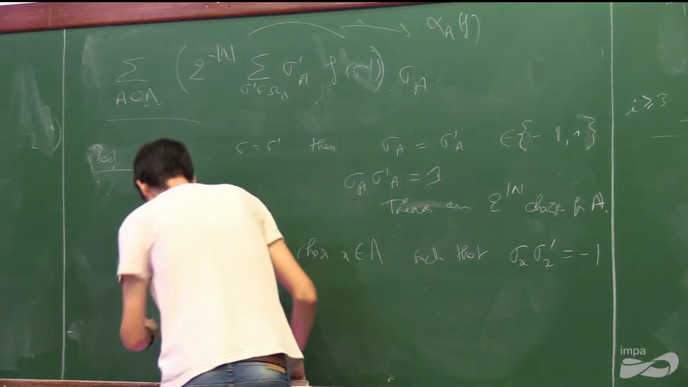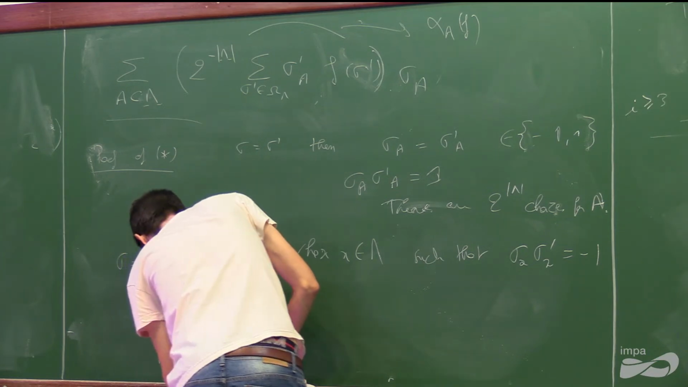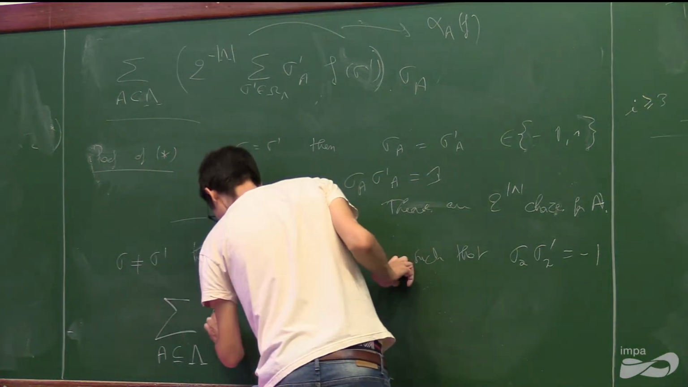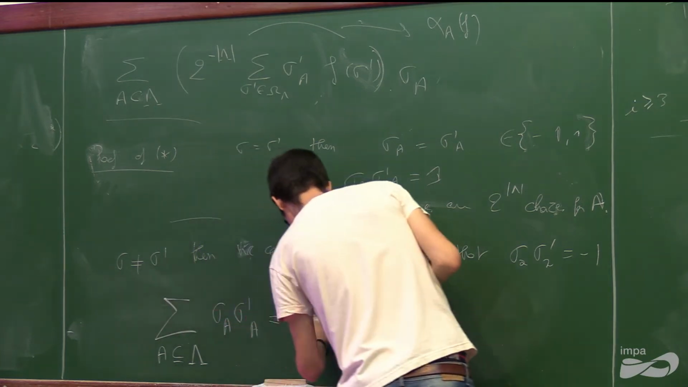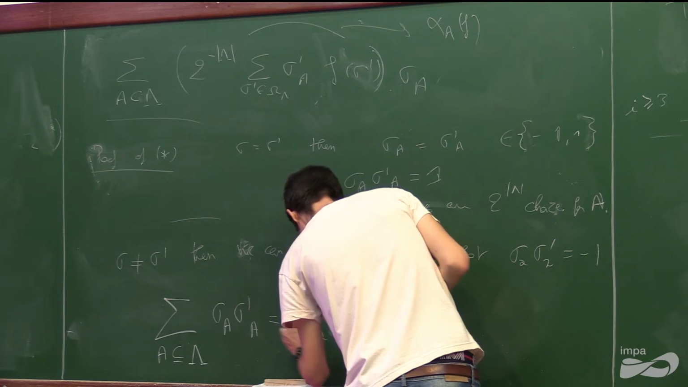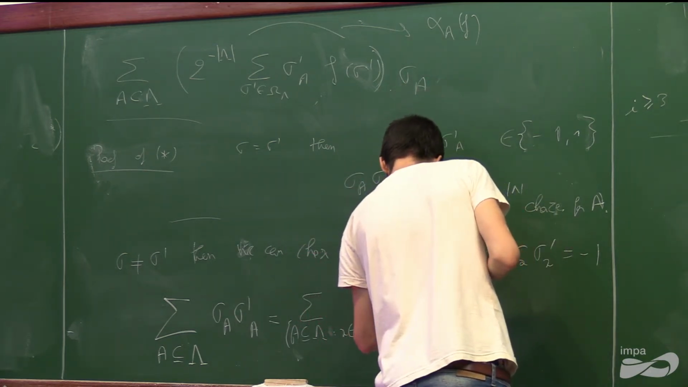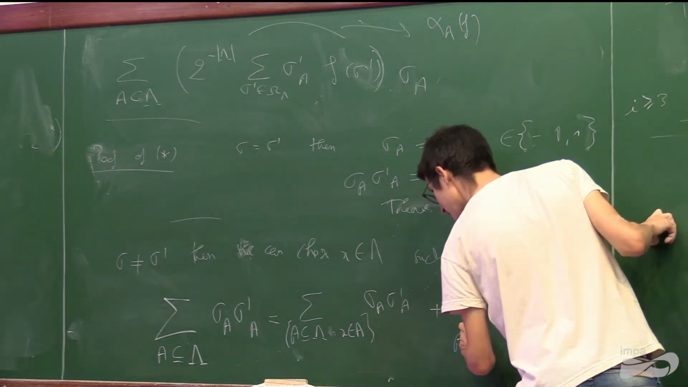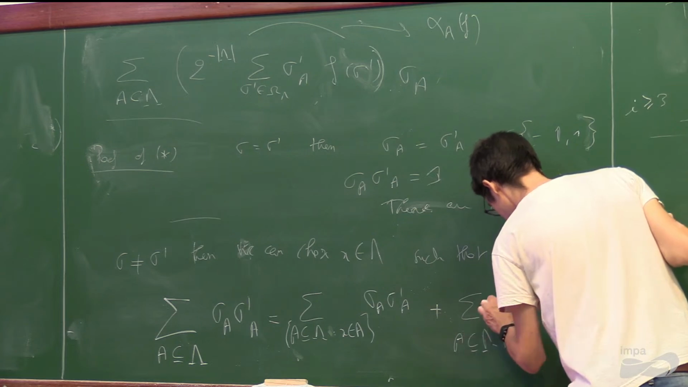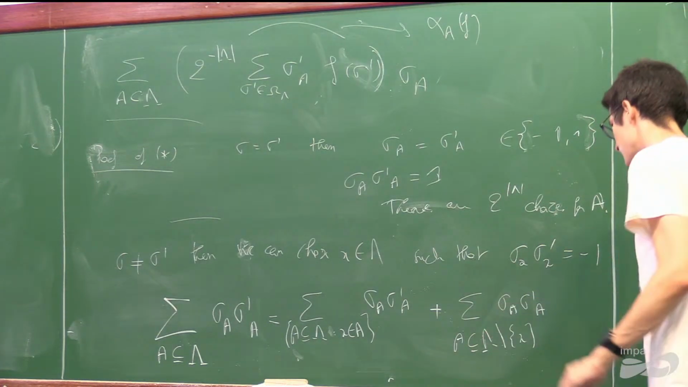And now what we have, okay, is that the sum over A in lambda of sigma A, sigma prime A is equal to the sum over A in lambda such that x is in A, sigma A, sigma prime A, plus the sum over A in lambda minus x of sigma A, sigma prime A. Okay, maybe I should have written this term first, but it doesn't matter.